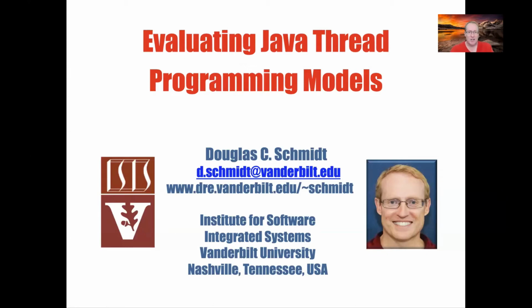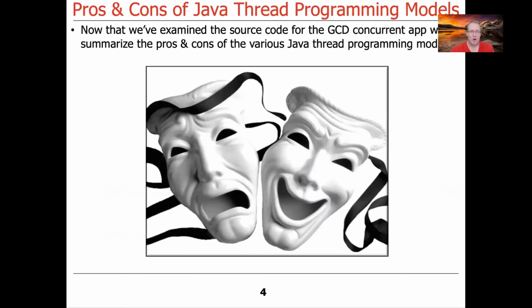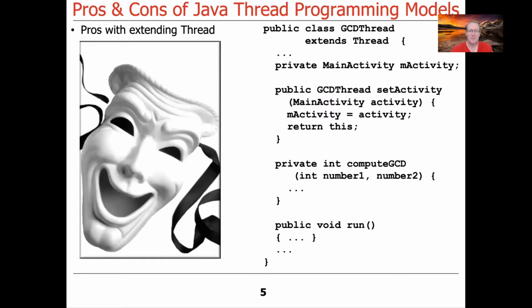So now that we've had a chance to look at different ways of programming Java threads, different types of threads, user threads, daemon threads, and so on, let's take a step back and evaluate what we've learned up to this point. Basically, we want to look at the pros and cons of these different Java thread programming models. And we're going to use our GCD app just as an example to be concrete in our analysis, but be aware that the topics we're discussing, of course, are more general than just GCD.